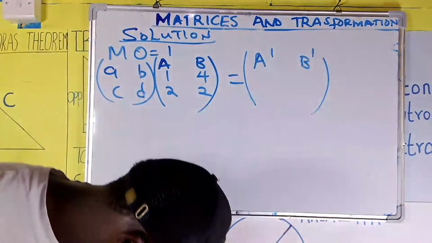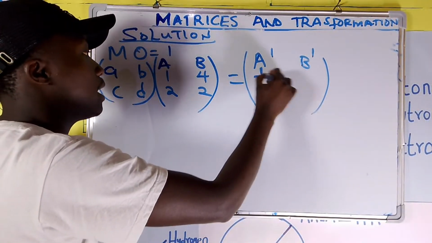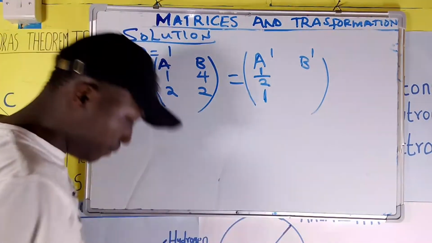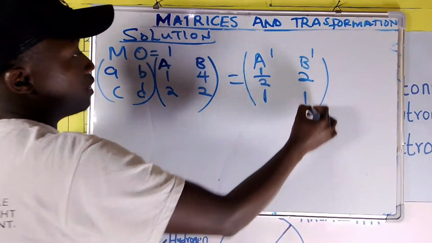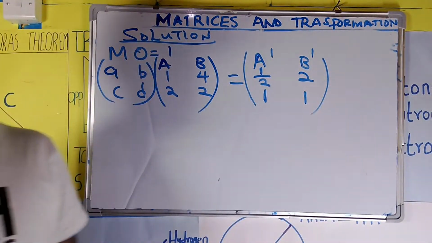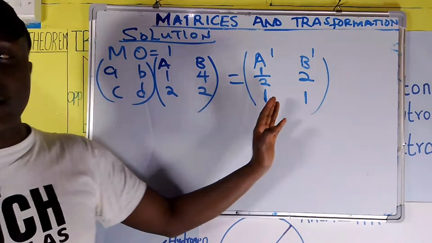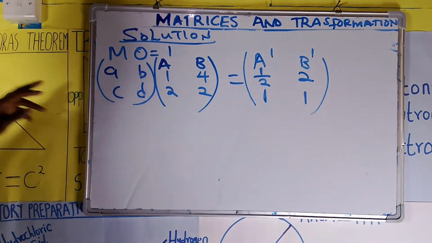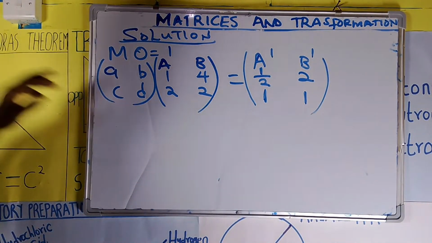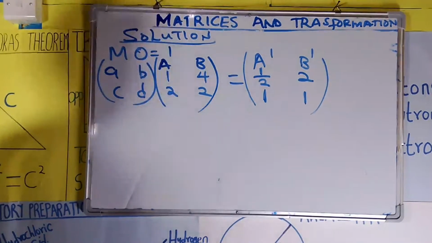So our A prime was a half, 1. And B is 2, 1. With this as our equation, matrix times object will give us image. We can determine our matrix of transformation A, B, C, and D. How do we go about that? It is very easy.